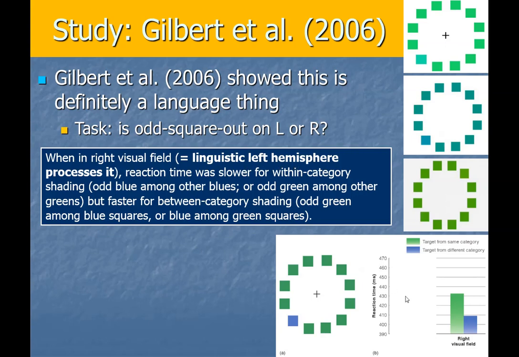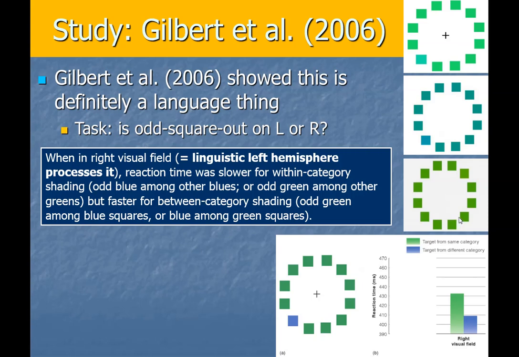And what they found was reaction time was slower. This is how many milliseconds it took people to answer where the odd one out was. The reaction time was slower, meaning closer to half of a second, right? 500 milliseconds would be half of a second. So it's closer to half a second than a third of a second when the comparison was within category shading. In other words, finding an odd blue out among a bunch of other blues, or an odd green out among a bunch of other greens. That would be a within category comparison.